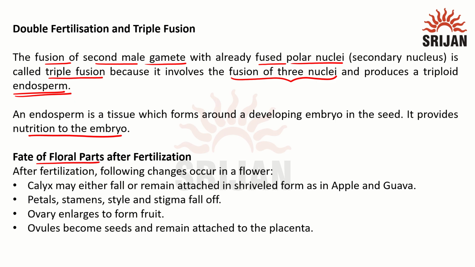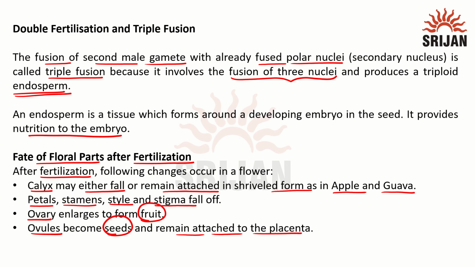Now what is the fate of each floral part after fertilization? After fertilization, the calyx may either fall or remain attached in shriveled form, as in apple and guava. It can be very evident in cases such as tomato, brinjal, etc. Petals, stamens, style and stigma all fall, and the main part, the ovary, will develop into the fruit, and the ovule will become the seed, and the structure inside it, the zygote, will develop into the embryo. The ovule will still remain attached to the placenta.